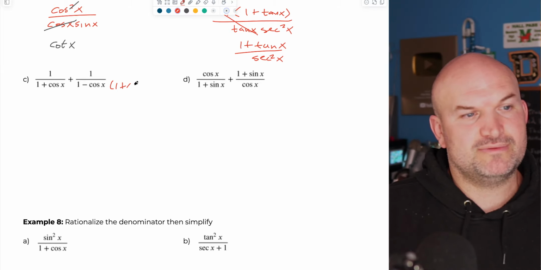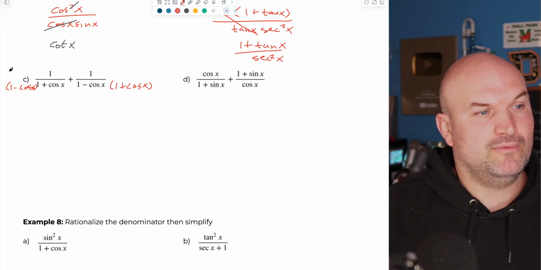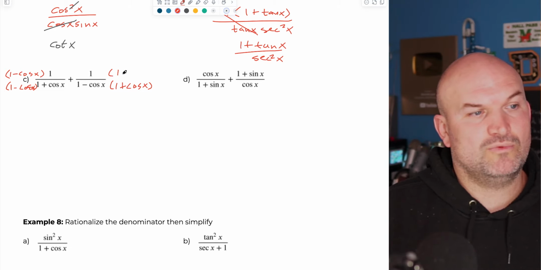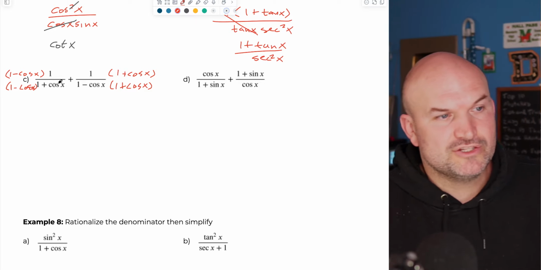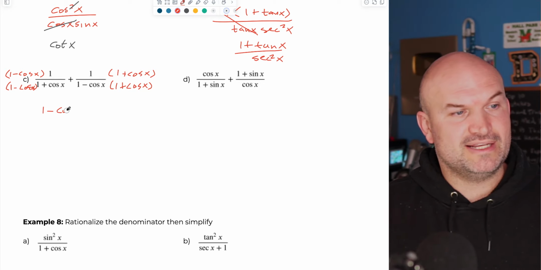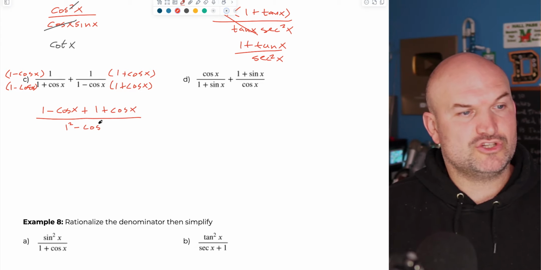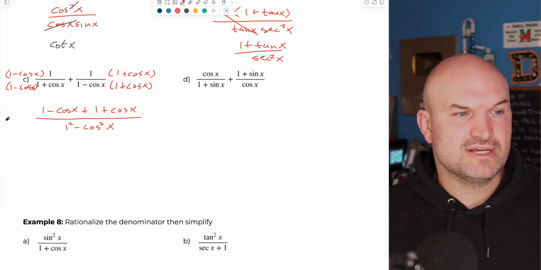Multiply by the reciprocal. So this would be a 1 plus cosine of x. Here would be a 1 minus a cosine of x. And whatever you do in the denominator, you have to make sure you do in the numerator. So over here, it's 1 plus a cosine of x. Okay, so again, this is going to give us a difference of 2 squares in the denominator. So in the numerator, I get a 1 minus a cosine of x plus a 1 plus a cosine of x. And then I will get a 1 squared minus a cosine squared of x, right? That's the difference of 2 squares.